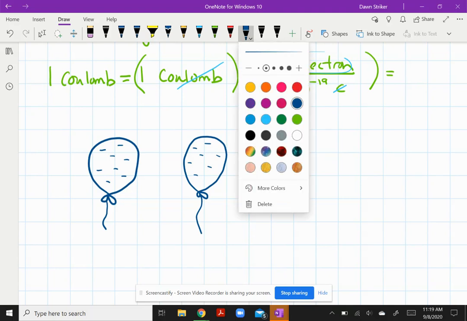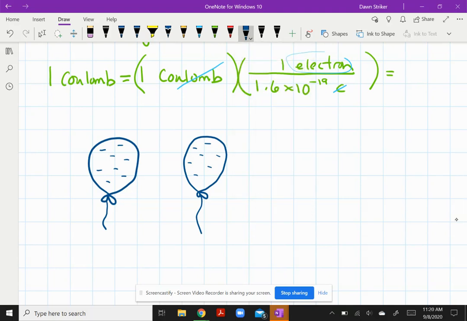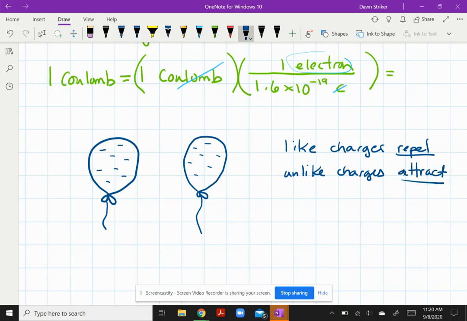You probably learned these rules back in middle school, maybe even elementary school. Like charges repel, unlike charges attract. And another interesting rule is that any charge will attract a neutral object. Well, these words attract or repel really denote forces that exist.